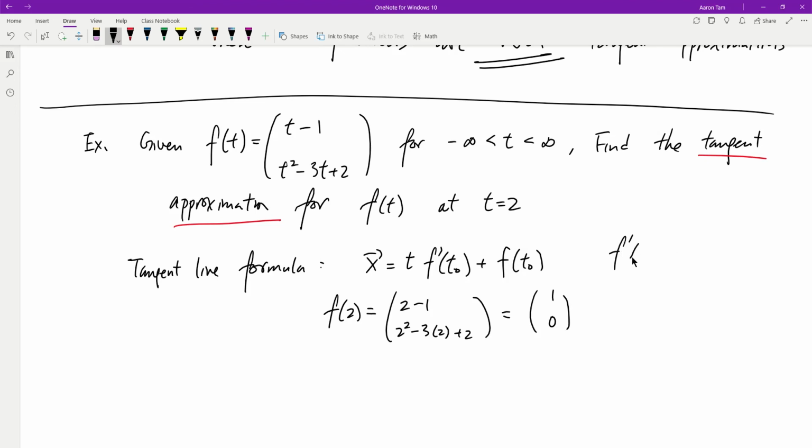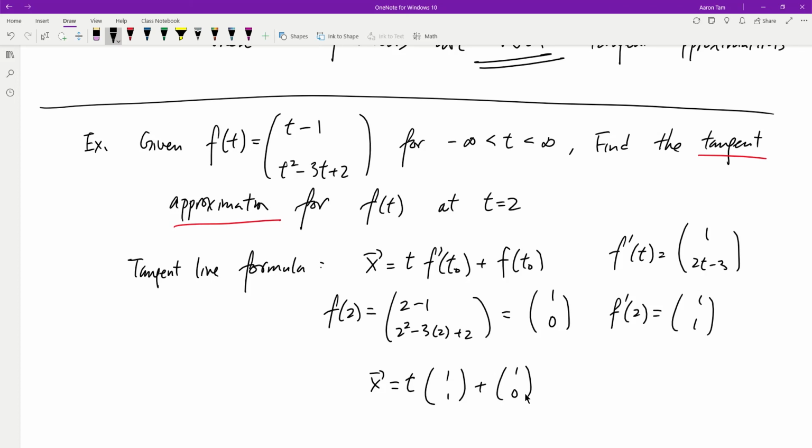Let's do f prime. f prime of t would equal (1, 2t minus 3). So f prime of 2 would equal (1, 1). So I can definitely use this formula for a tangent line. There you go. That would be a tangent line formula. It's important to note that this is a tangent line, but not a tangent approximation. And so you're probably still thinking, why not?